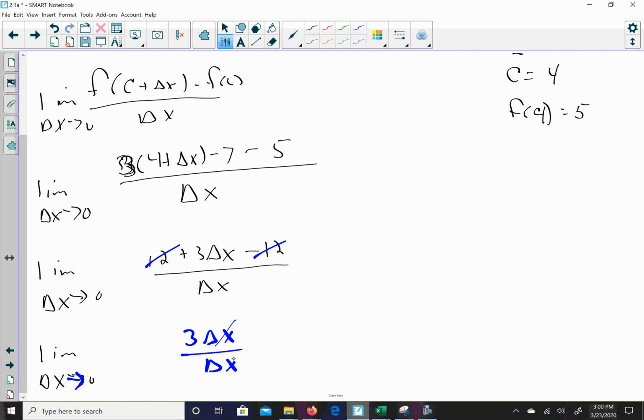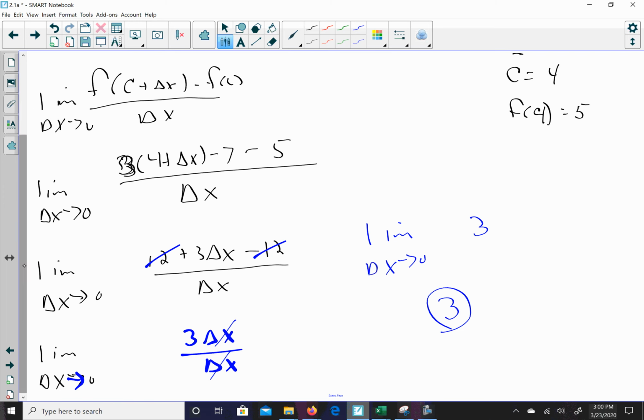But these delta x's will simplify, and I'm going over here. I'm going to say the limit as delta x approaches 0, and it's just 3. Well, there's no delta x left. There's no place for me to substitute in 0 for delta x, so my final answer is just going to be 3.